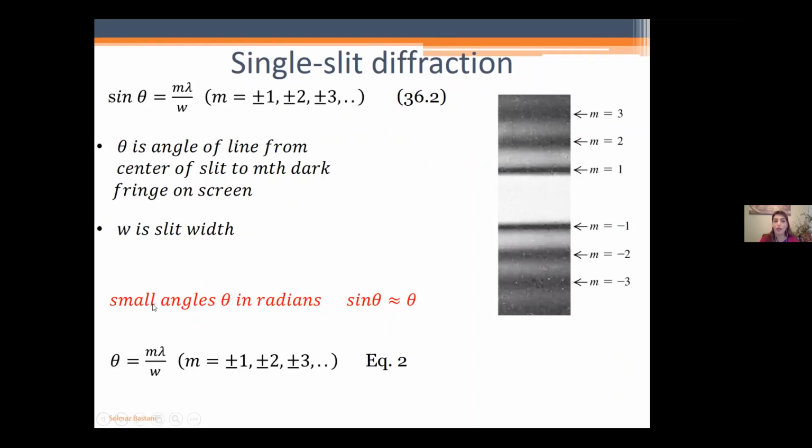And then what we know from math is that for small angles theta, sine theta is almost equal to theta. And Ethan, this is probably another reason that we should have L much bigger than W, so that the thetas are small. So for small angles theta, and this theta should be in radians, pay attention to that, I can write sine theta as theta, and then I get the angle to be M lambda divided by W. Let's call this equation number 2.